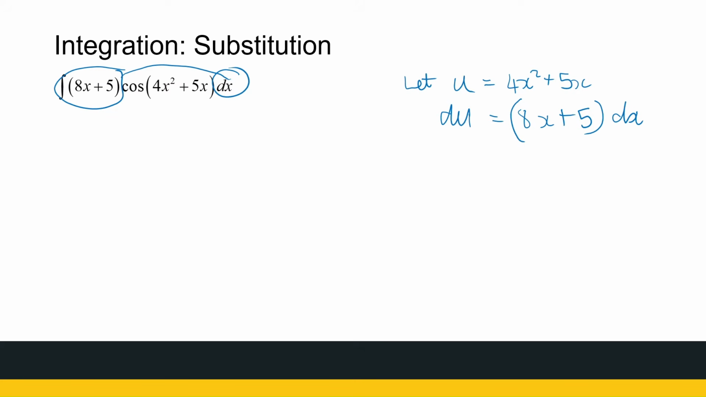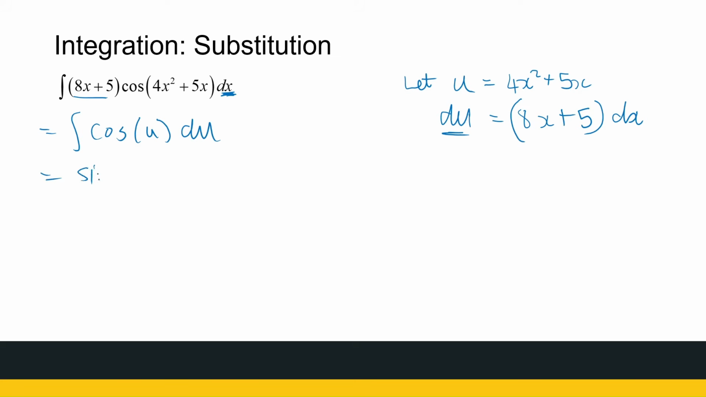So when I do my substitution, I'm changing everything to u's, including that. So the integral of this whole thing is just du. All right? So I've got cos of u du. Now this looks much nicer. To find the antiderivative of cos of u, we know that's just sine of u plus the integration constant c.